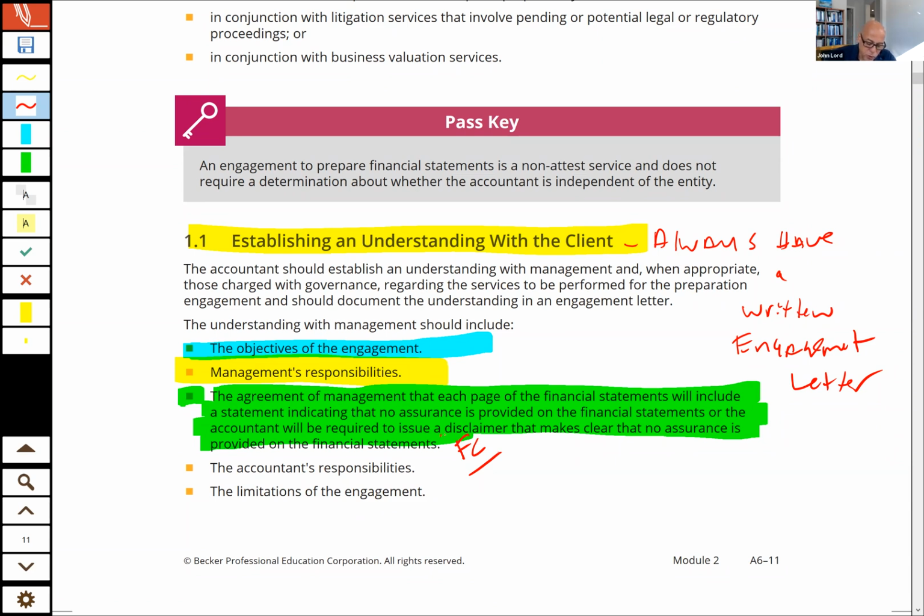If they don't do that, then you'll have to essentially issue what is equivalent to a compilation report disclaiming an opinion on those, that is, disclaiming any assurance on those financial statements. Okay, good. And then, as we said, for an audit, you need to have the accountant responsibilities in there. Notice we don't call it auditor responsibilities because we're not auditing. And then what are the limitations of the engagement?